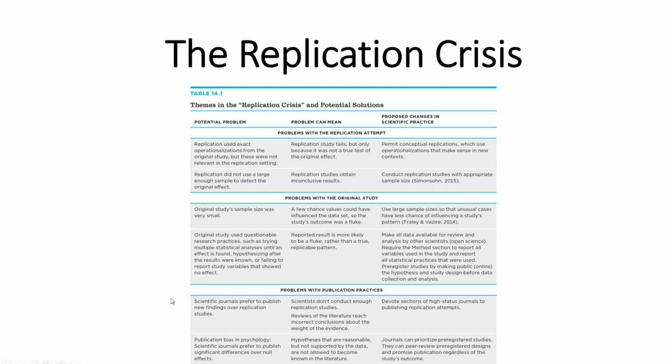For problems with the publication process overall, this is stuff that we've already talked about, where scientific journals prefer to publish new stuff over replications, but also tend to prefer to publish a significant finding over a null effect. So we have this double whammy where the publication process is fairly flawed, and we have to keep that in mind when looking at the literature.